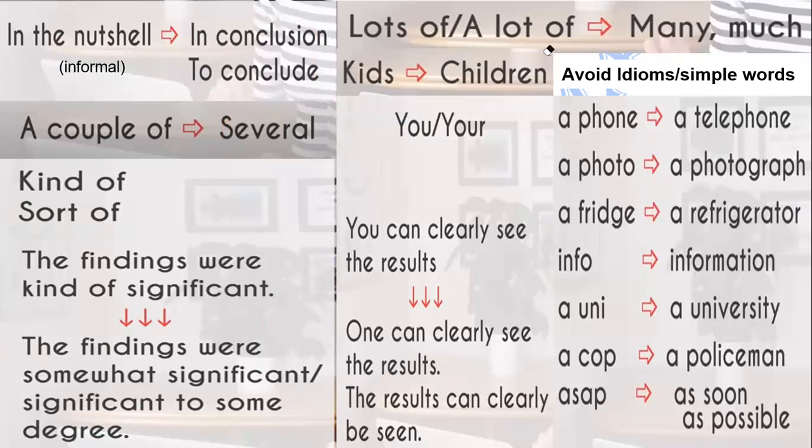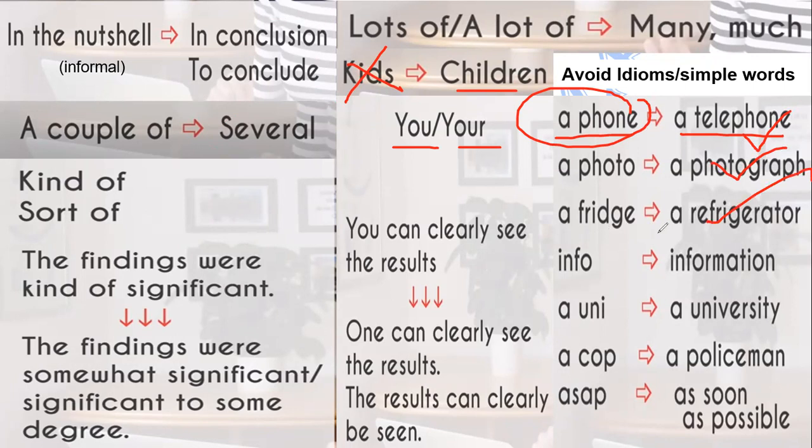Then "lots of", "a lot of". It will be "many" or "much". Then "kids": you can't write "kids", it will be "children". And the thing is, don't go with "like" that. A "phone": don't go with a phone. It will be a telephone, a photograph, a refrigerator, not "fridge".